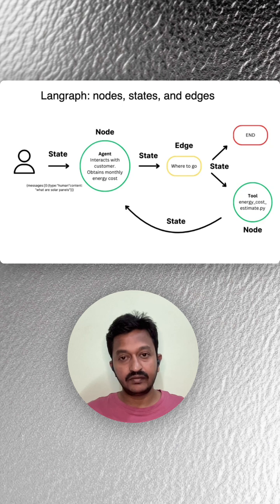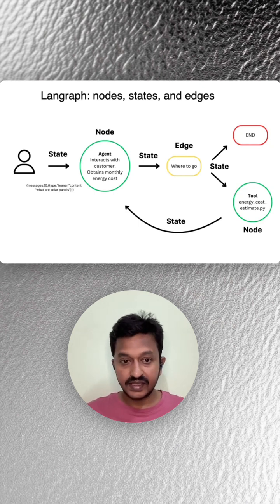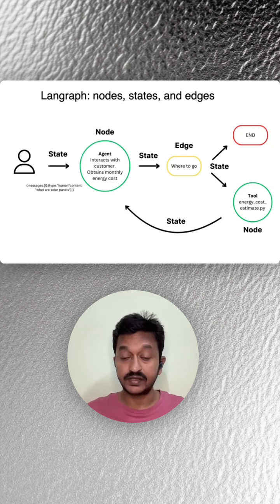So while building with LangGraph, you need to understand three basic components, that is nodes, states, and edges. So as you can see in the image here, state basically represents the context or memory that is maintained and updated as the computation progresses.